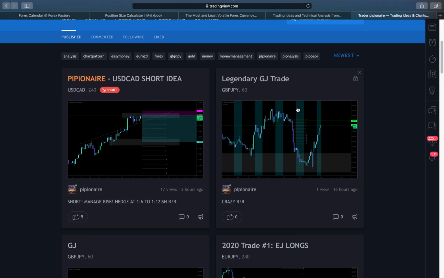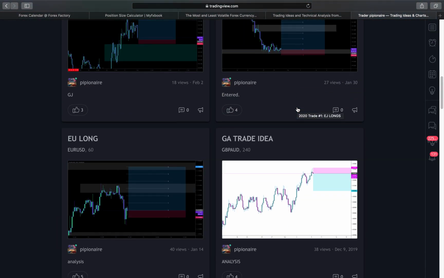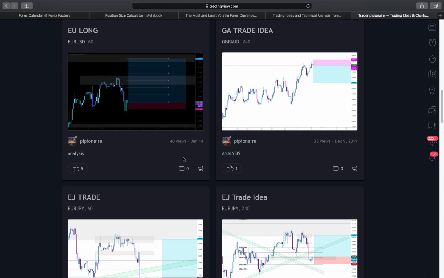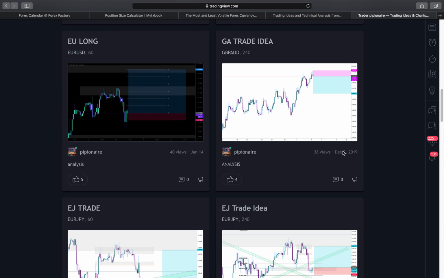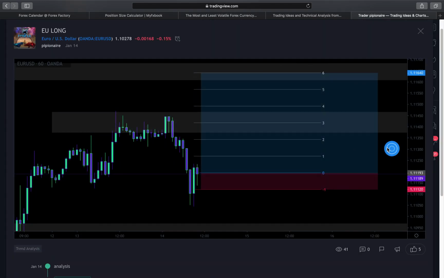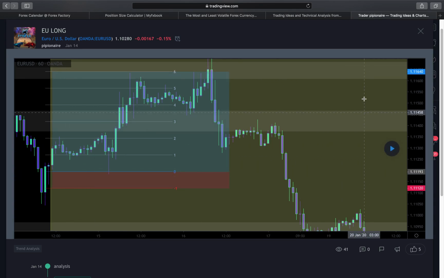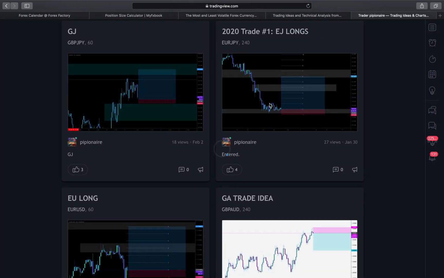Just an example. And then these are some trades from this year. We started trading maybe a week ago. It's January 14th. First, this was the last trade of the year. And then EU long was the first trade of the year, but I didn't take this live, so I didn't really count it. Hit TP at 1 to 6 risk reward. Hit TP, hit the exact target, and it started falling from there.